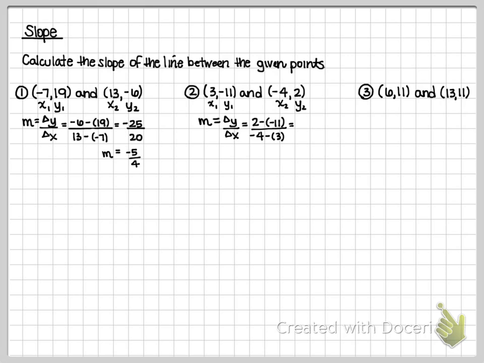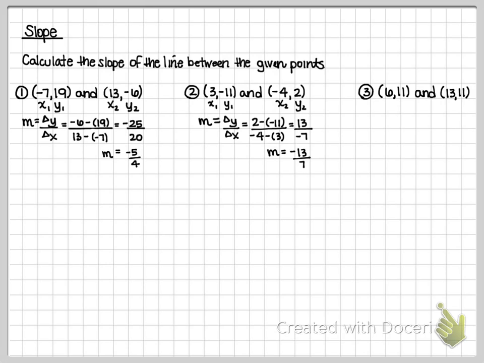Combine the terms. Top is going to give me 13 because the minus and the negative are going to cancel, and the bottom is going to give me negative 7. So my slope here, now whenever you have a negative in a fraction, you can either leave it in the bottom, leave it on the top, or you can put it all the way out in front. I like to put it in the top, just so I don't lose it in the bottom somewhere.